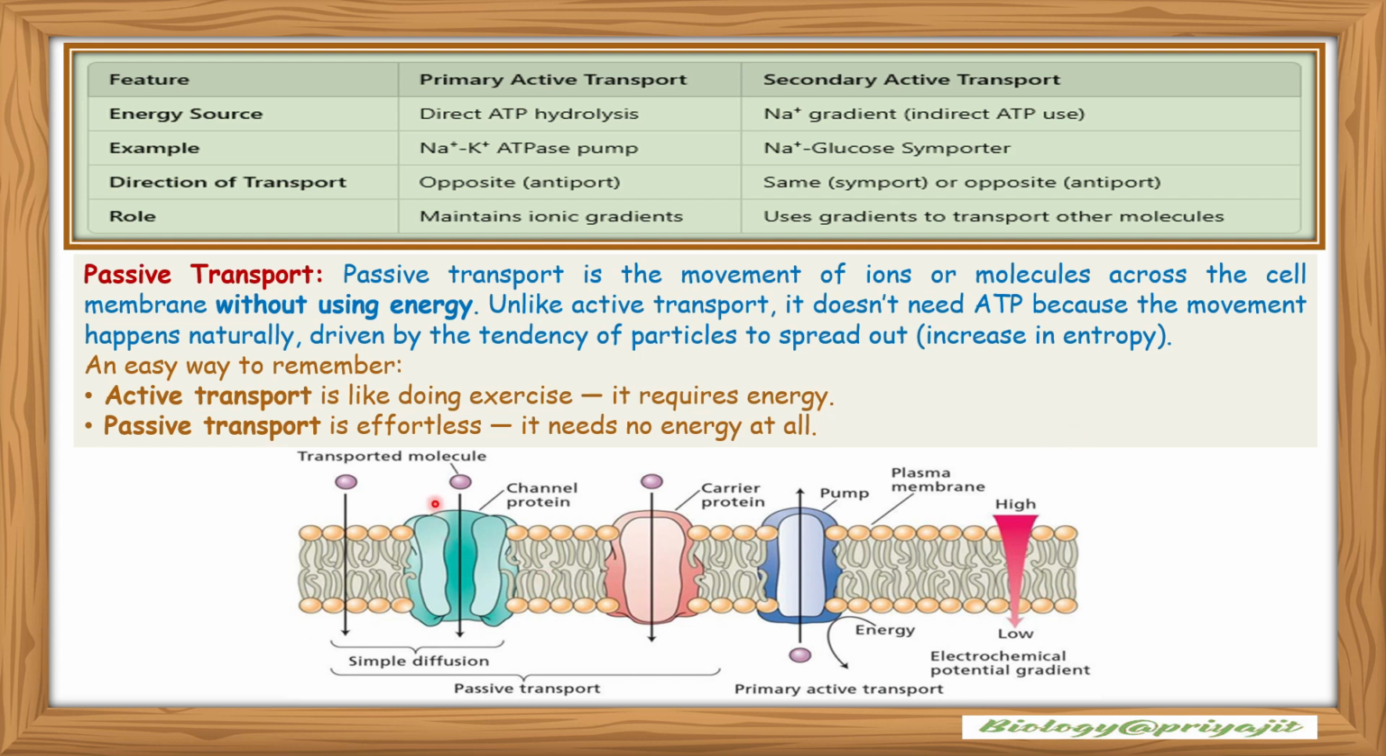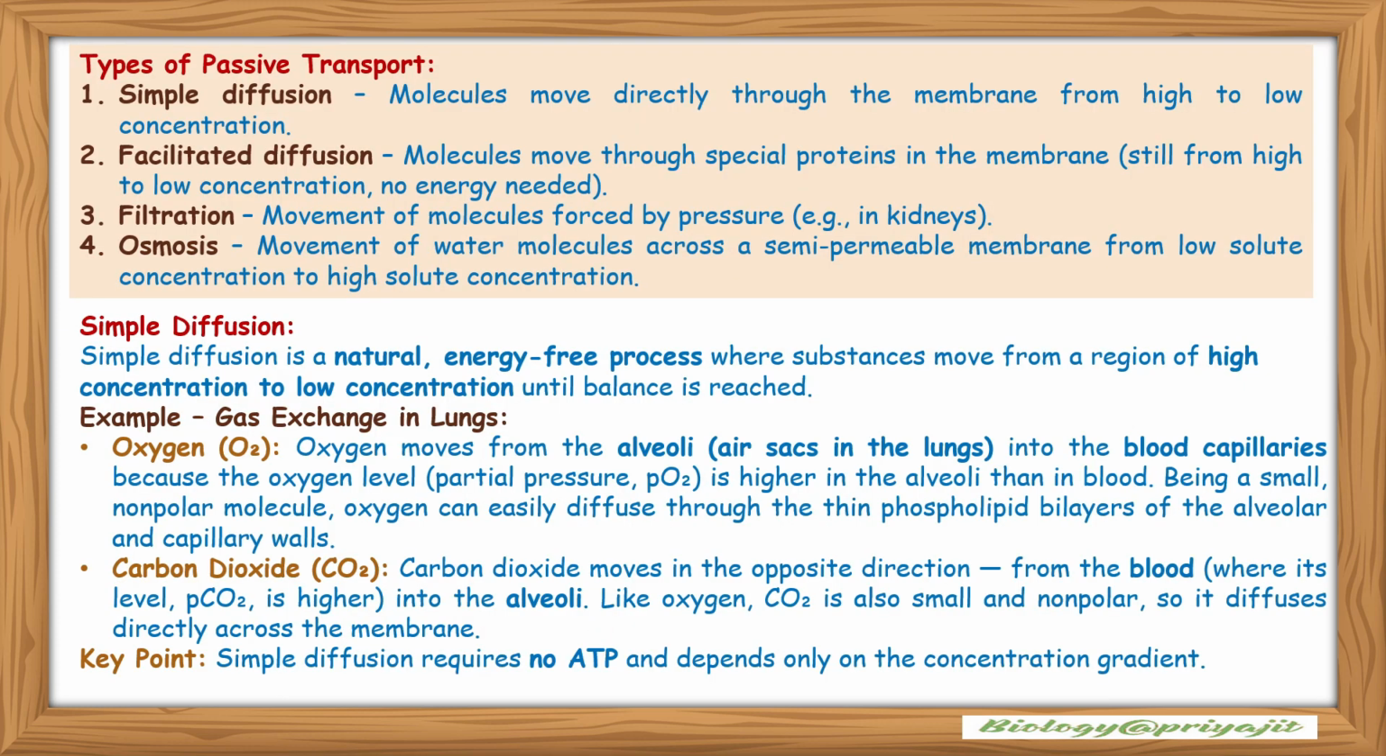The process showing simple transport, which is an example of passive transport. Types of passive transport: simple diffusion, when molecules move directly through the membrane from high to low concentration. Facilitated diffusion, when molecules move through special proteins in the membrane, still from high to low concentration, no energy needed. Filtration, movement of molecules forced by pressure, for example in kidneys. Osmosis, movement of water molecules across a semi-permeable membrane from low solute concentration to high solute concentration.